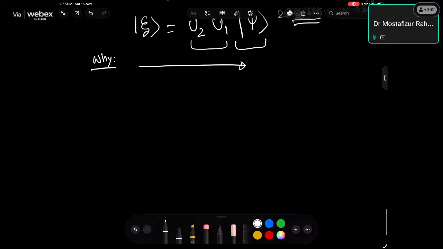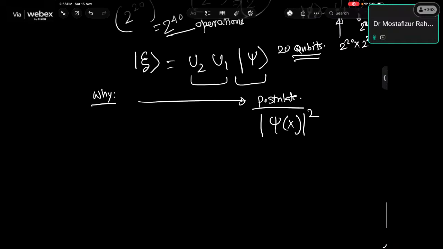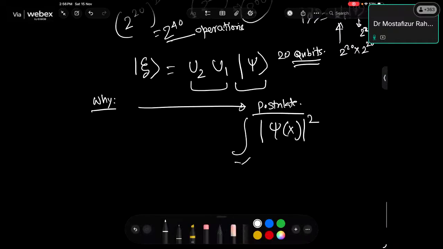To obey the quantum postulate, what it is saying is that the probability of a state, if you do the integration from minus infinity to infinity or 0 to infinity regarding the presence of the wave function, should equal 1.